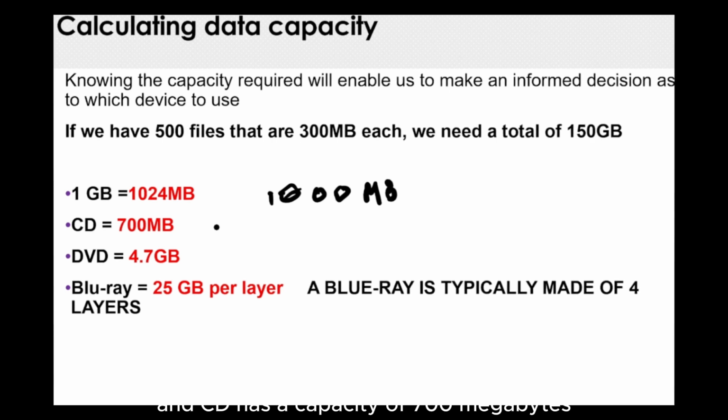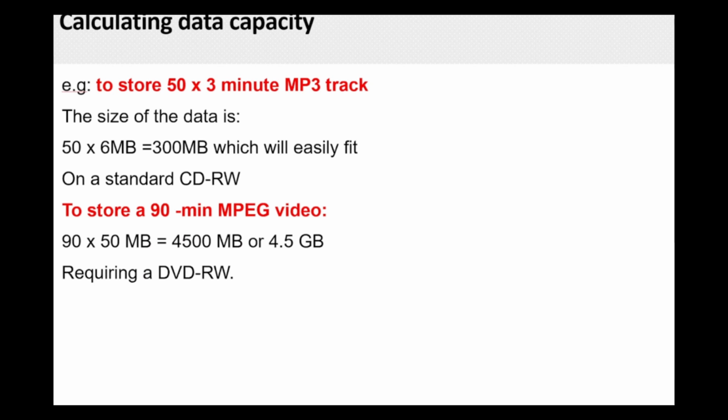And CD has a capacity of 700 megabytes. DVD has 4.7 gigabytes, and Blu-ray has 25 gigabytes per layer. A Blu-ray is typically made of 4 layers. Okay, so remember that. So let's look at certain examples, some few examples here.